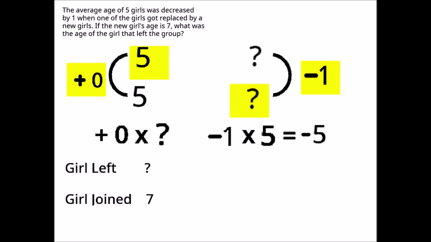-5 is the age difference between the girl that left and the new girl that joined. We know that the new girl's age is 7. To find the age of the girl that left, we add 5 to 7 to get 12.